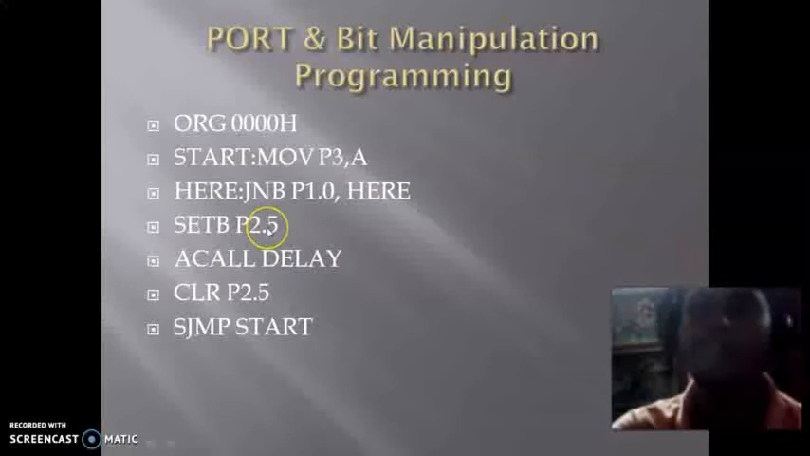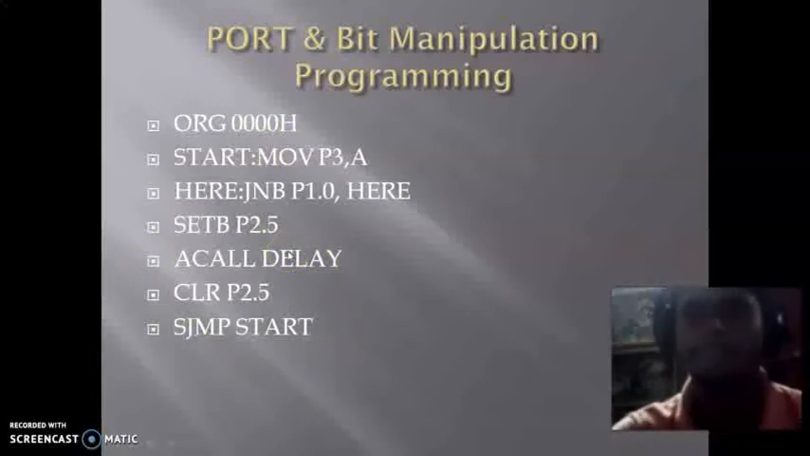If a buzzer is connected with this pin, the buzzer will be on, and again we will call a delay, and the buzzer will be on for a particular time. Then we will clear P2.5 and SJMP START. So this is the way a particular bit can be set as well as reset. This is a bit manipulation program.